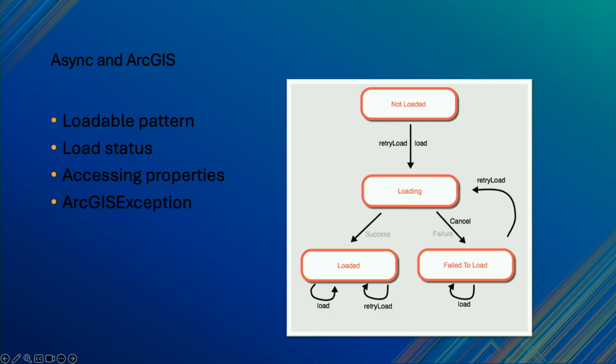And then the load status of an object will change over time as it moves through each of these states. And then keep in mind that in some cases, certain properties on an object are not available until after it is loaded, such as information that was retrieved over a network. And then lastly, if there's an error, an ArcGIS exception is raised, and that will describe perhaps a networking failure or some other error.